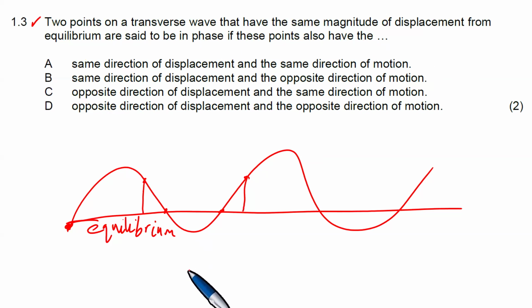Okay, so you think about B. Yeah, it's like you want to say something. I see A. Well done. A is the correct answer. If they have the same direction of displacement and same direction of motion, and therefore they're said to be in what? They're said to be in phase. So A is the correct answer. Next question.